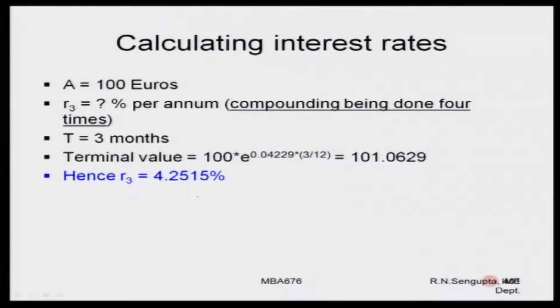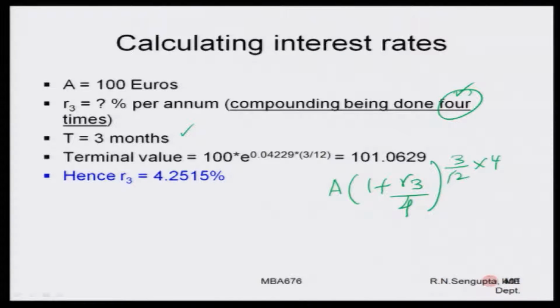Again, considering you are compounding 4 times, do the same thing: A, which is 100, times 1 plus R3, which you want to find, raised to the number of compoundings, 4, multiplied by the time duration, which remains the same, 3 by 12. Equate it to 101.0629, whichever you found, and find R3, which is 4.2515% per annum, compounded 4 times in a year.